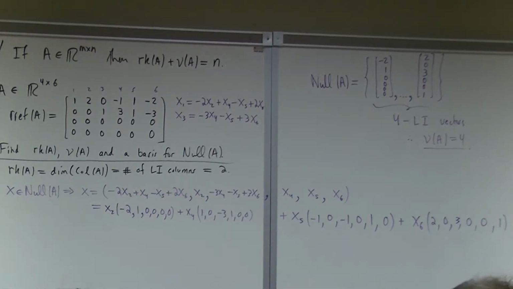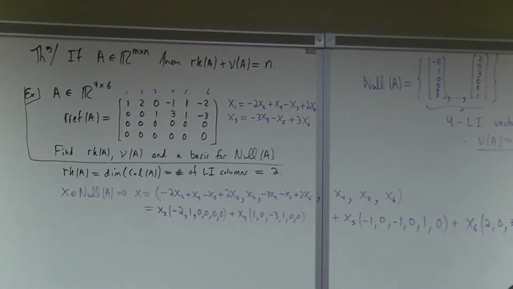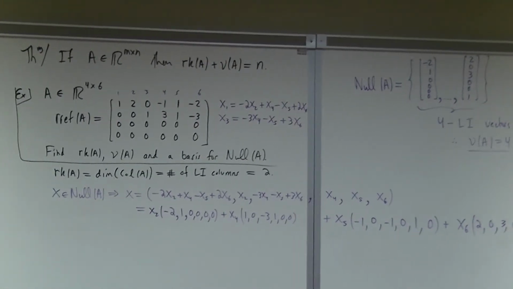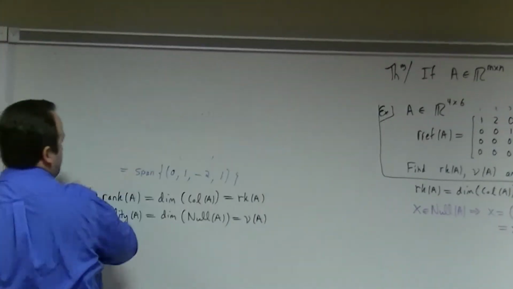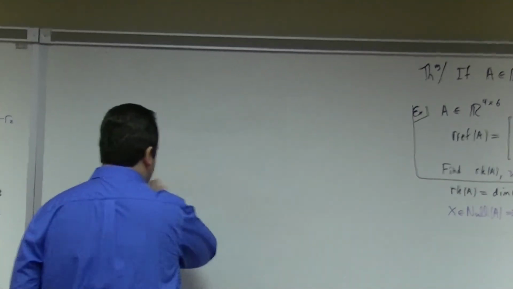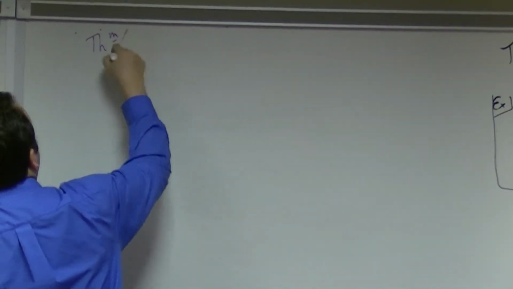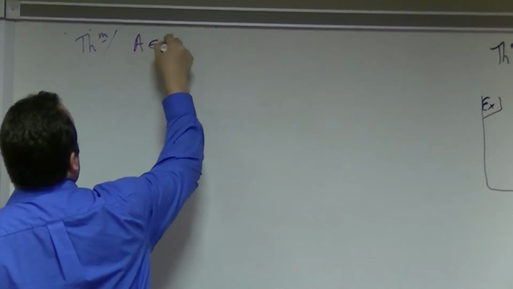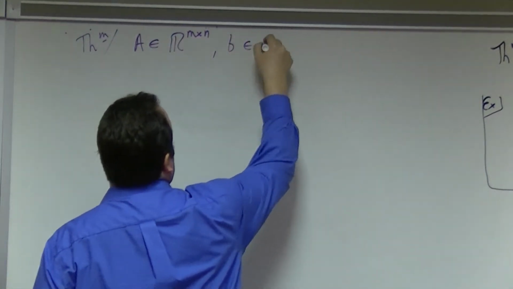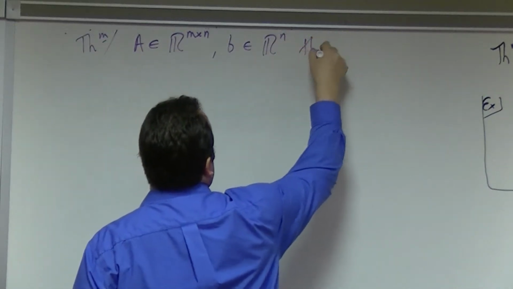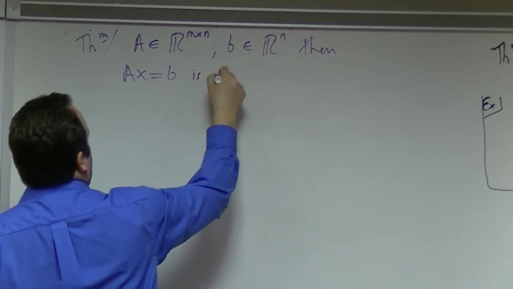Okay, so the solution of Ax equals b, what is it? Let me describe it now that we have all the toys we need to describe the solution set. First of all, when is Ax equals b consistent? A is in R^(m by n), b an element of R^m, then Ax equals b is consistent.